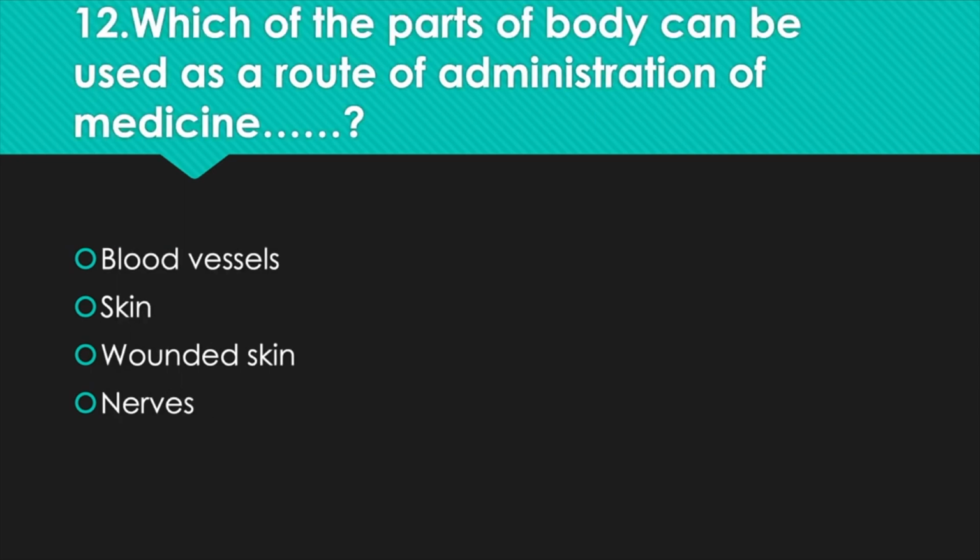Which of the part of body can be used as a route of administration of medicine? Option A, blood vessels; option B, skin; option C, wounded skin; option D, nerves. Answer: option B, skin.